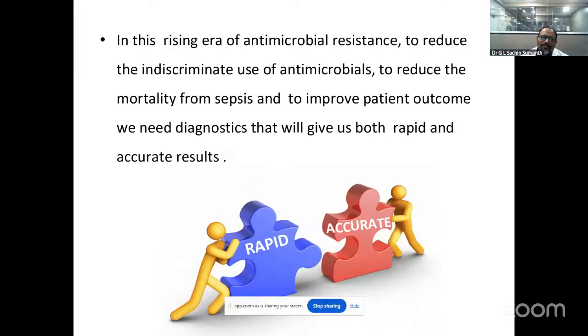So in this era of antimicrobial resistance, as you all know, we are facing a lot of antimicrobial resistance everywhere. And to reduce the indiscriminate use of antimicrobials, to reduce the mortality from sepsis, and to improve the patient outcome, we definitely need diagnostics, especially in clinical microbiology, that give us both rapid and accurate results.